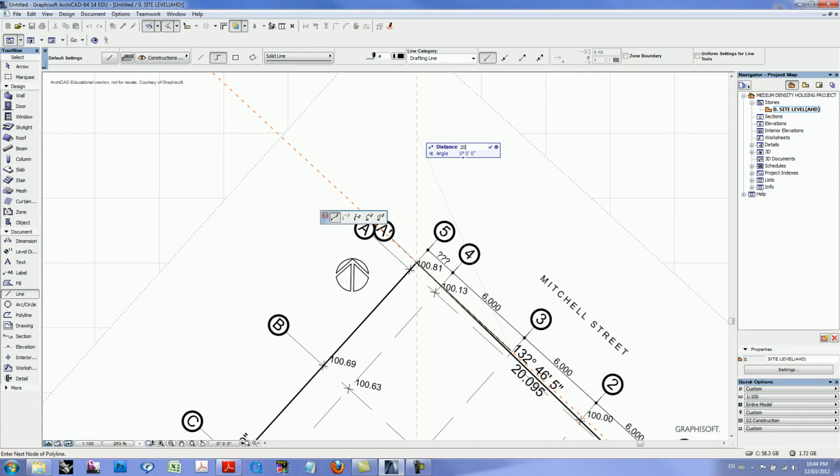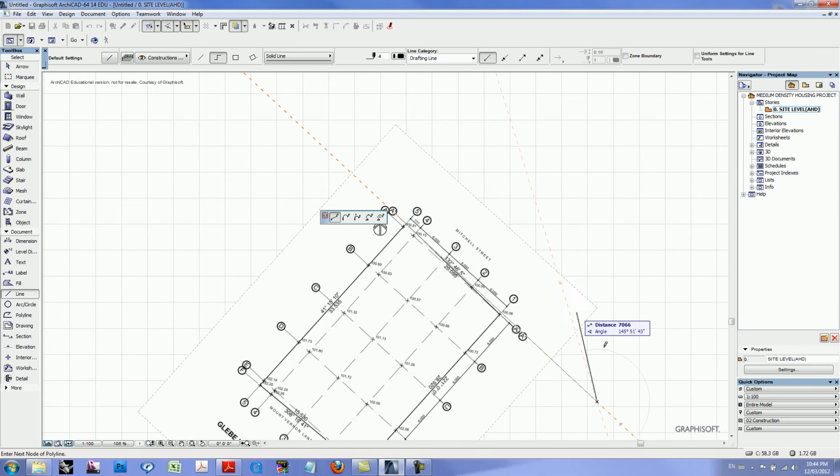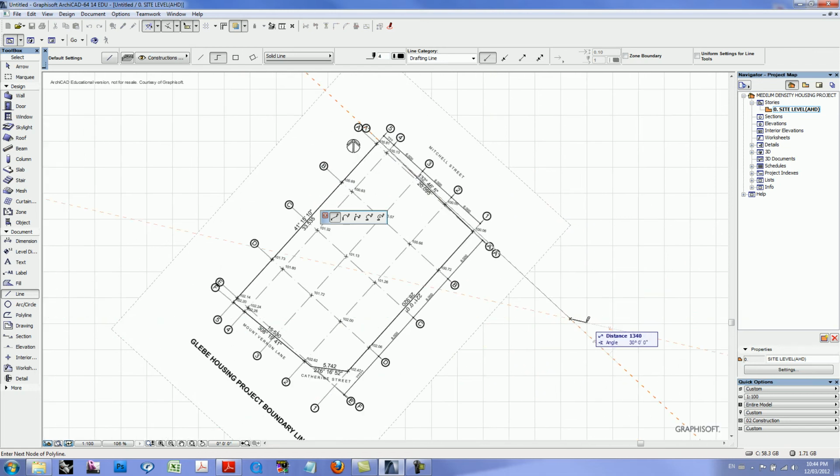So that's 20.095 and then enter. Okay. And what will happen is the first line will be drawn with the correct bearing and the correct length. Okay, so obviously this survey is not scaled proportionally, but at least you can see and be assured that the angle is correct.